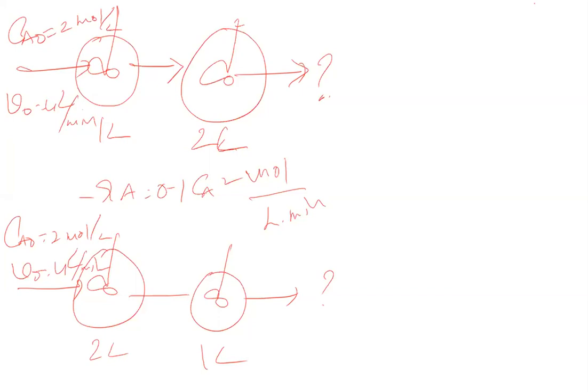V naught is 4 liters per minute. So is there anything wrong with this question? I'm not getting any answers. Because I have given these values arbitrarily, maybe. I just wanted to.